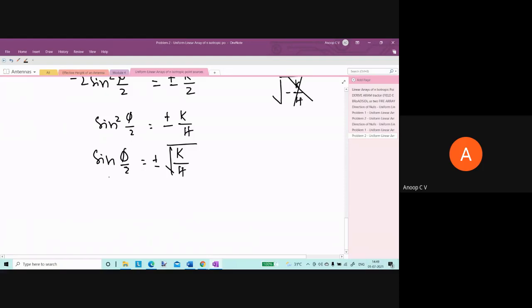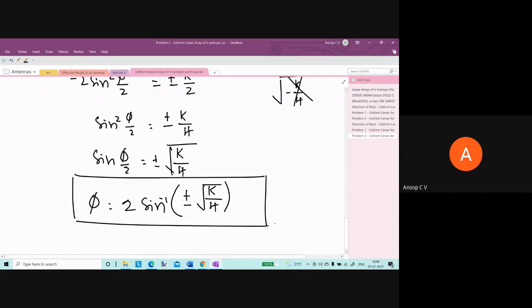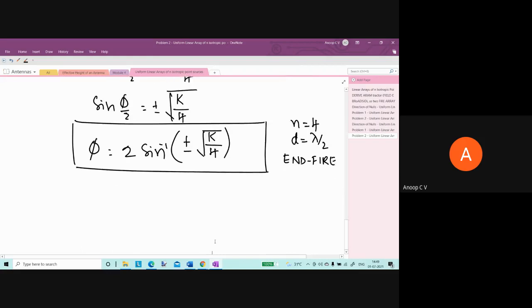So I can write now phi is equal to 2 times sine inverse of plus or minus root of k by 4. This is what we will get for phi. This is a general case for n equal to 4 and d equal to lambda by 2, end fire case. Now I need your help. Seriously, I need your help.